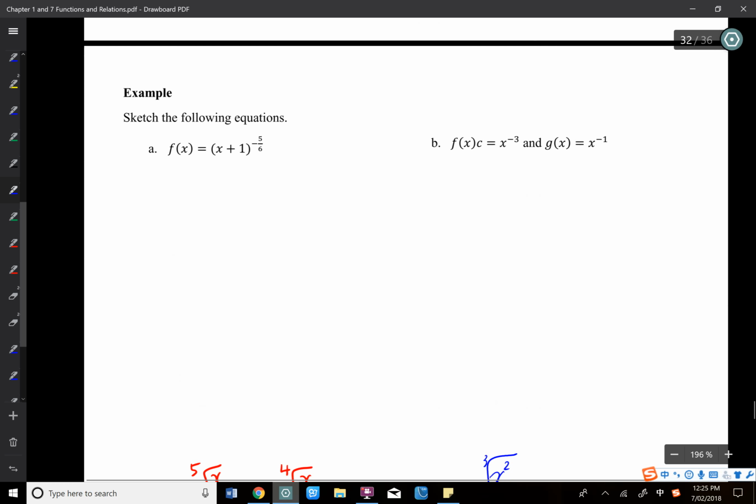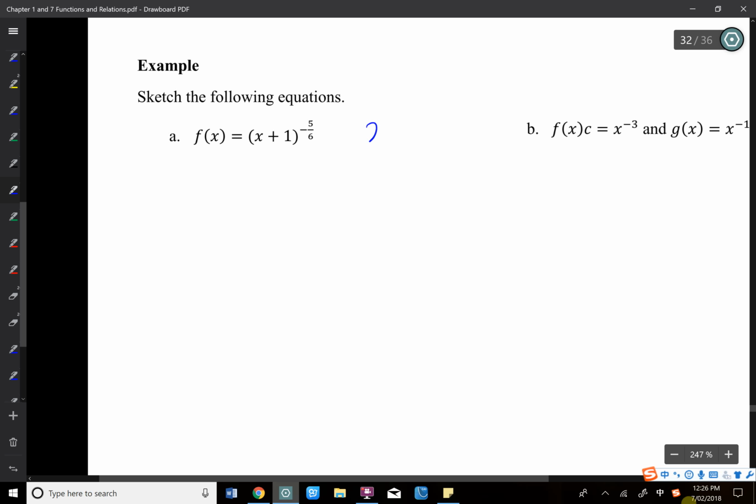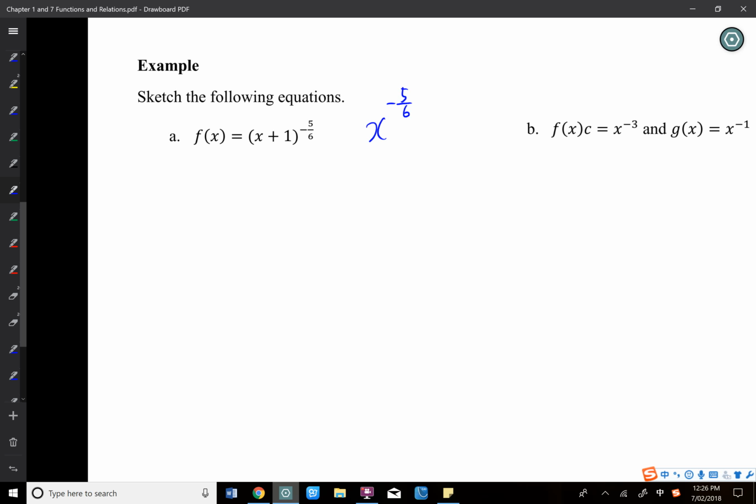Then let's have a look at (x plus 1) to the power of -5 over 6, 5 over 6, not 4. Let's think about x to the power of -5 over 6 first. What will the plus 1 make the graph look like? What's happening if you add the 1 there? It moves to the left by 1 unit.